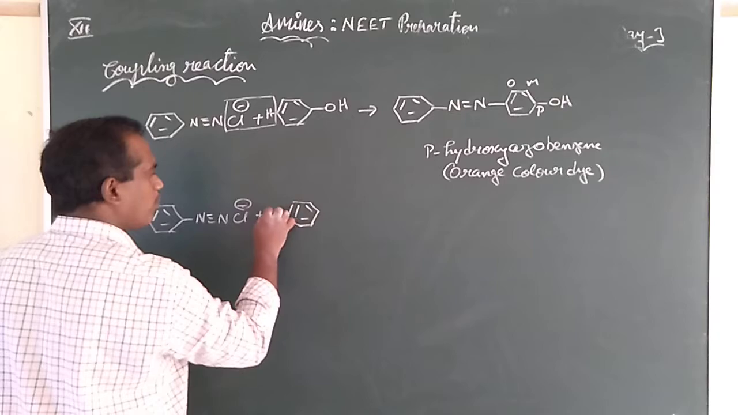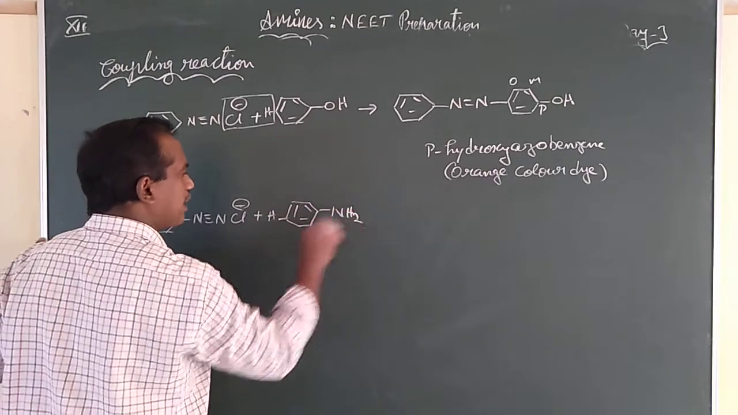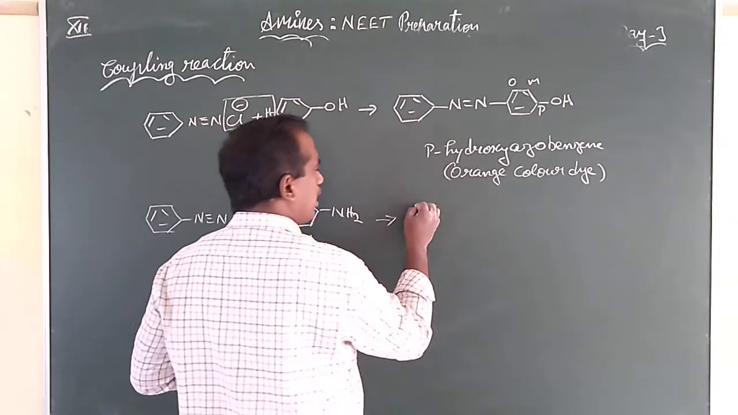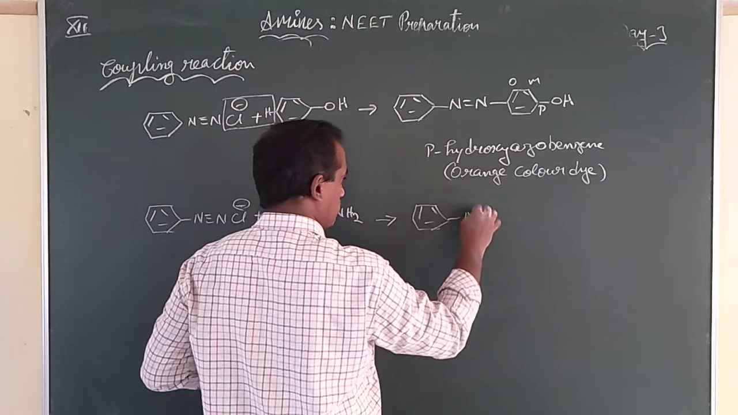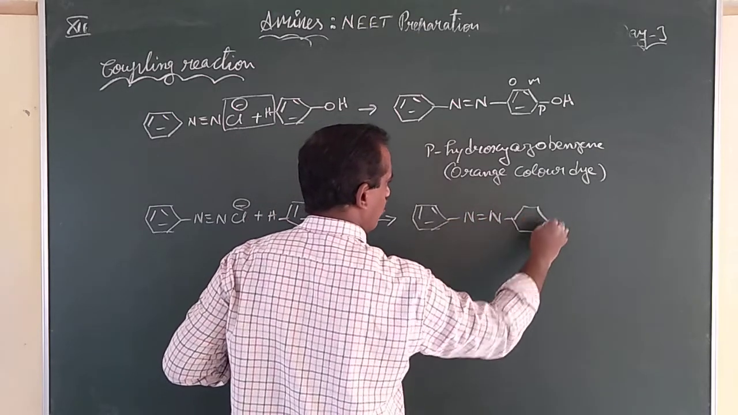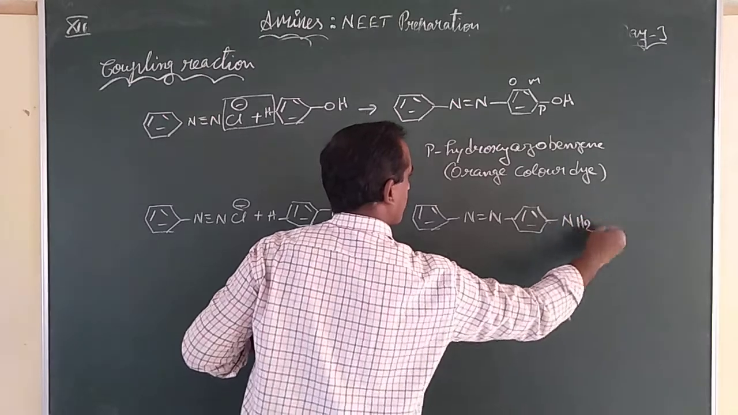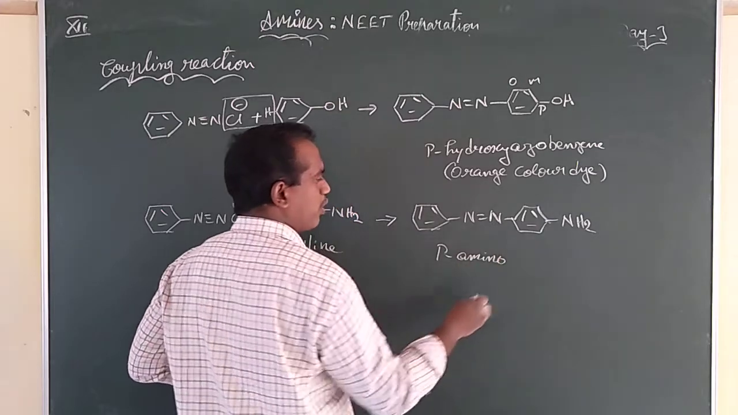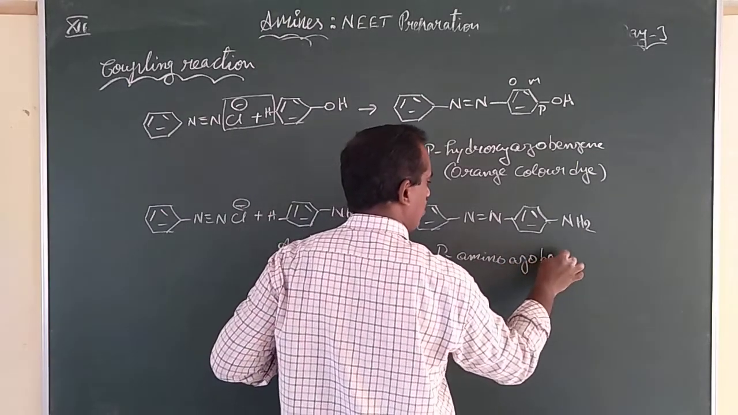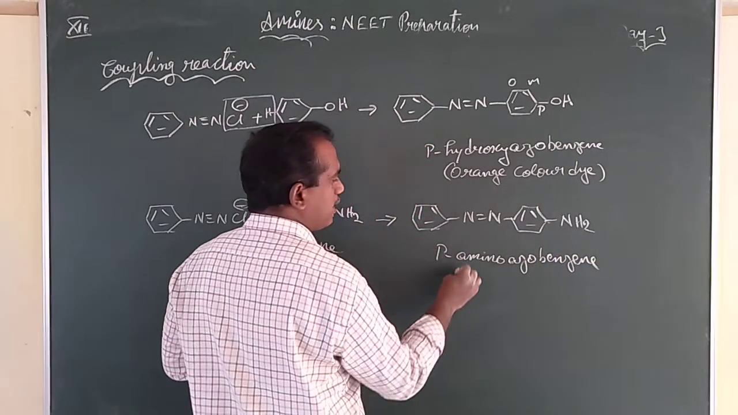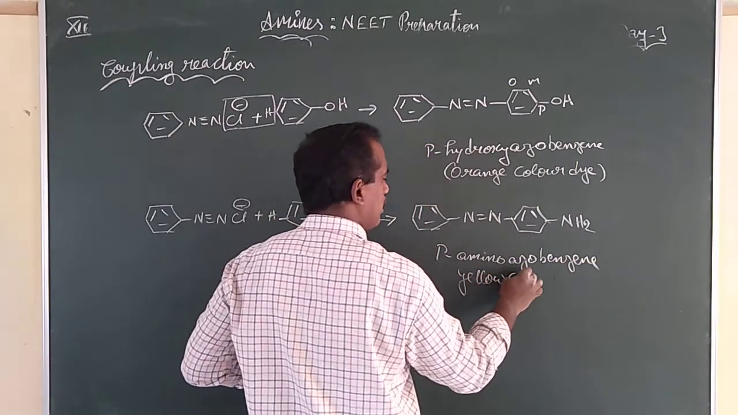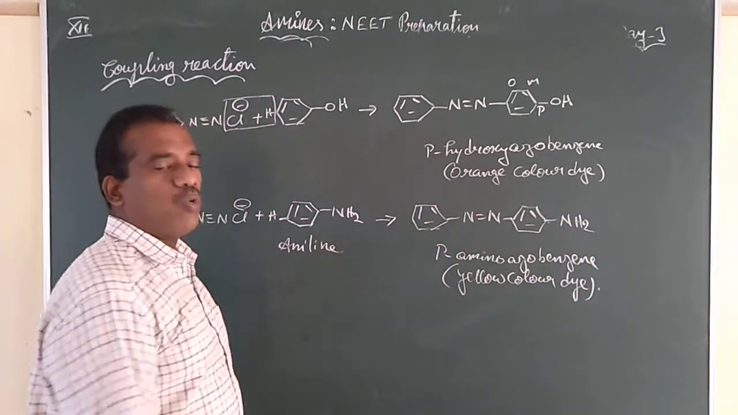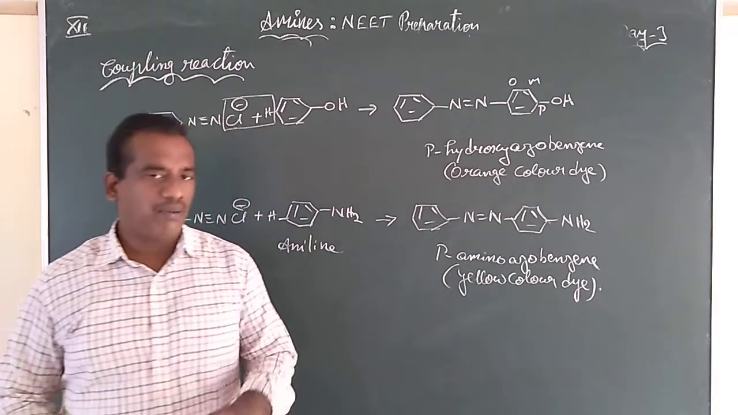And if the starting reactant is benzene diazonium chloride, you can see one more reaction here. If the other reactant is aniline, then the formed product will be different. What will be the formed product, children? Para-amino azobenzene. Here it is a yellow color dye. This is the entire topic regarding the concept of amines.